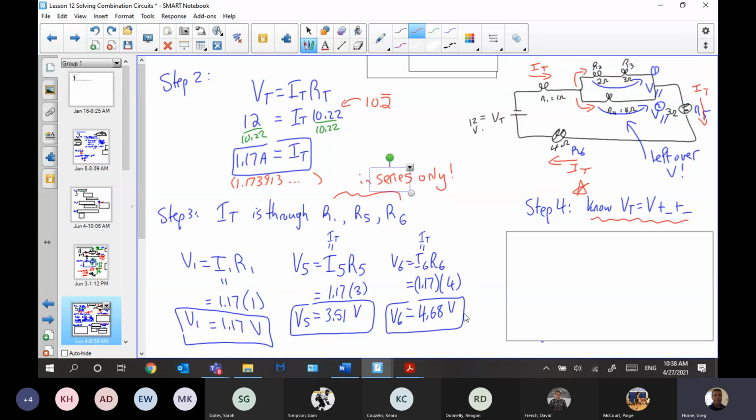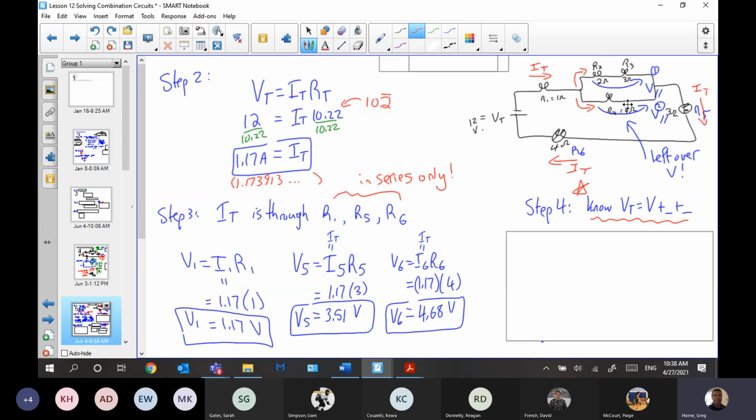All right, so is that enough time there? I think it's good. Awesome. All right, so now we have these voltages. We know out of that 12 volts total, we're dropping 1.7, 3.51, 4.68, you know, the individual values. Well, we know the total amount of voltage drop must be 12.